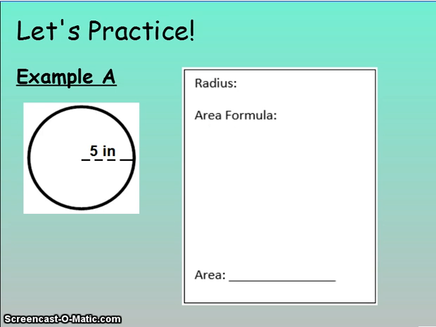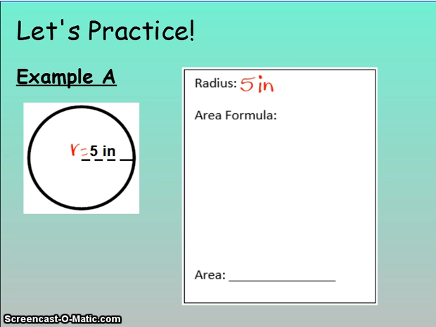All right, example A, please find it on your note page. Okay, first things first, I need to look in my circle. This 5 that I've been given, because it goes from the center to the edge, this is my radius. So I'm going to write it down over here. My radius is 5 inches. You always need to have your radius.